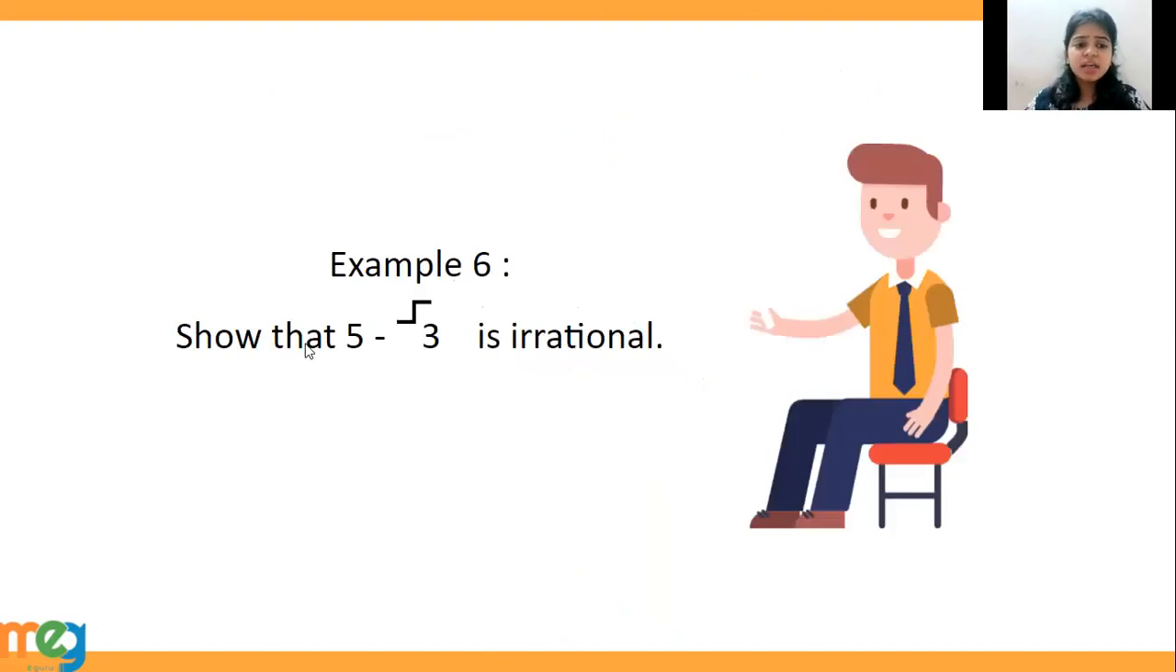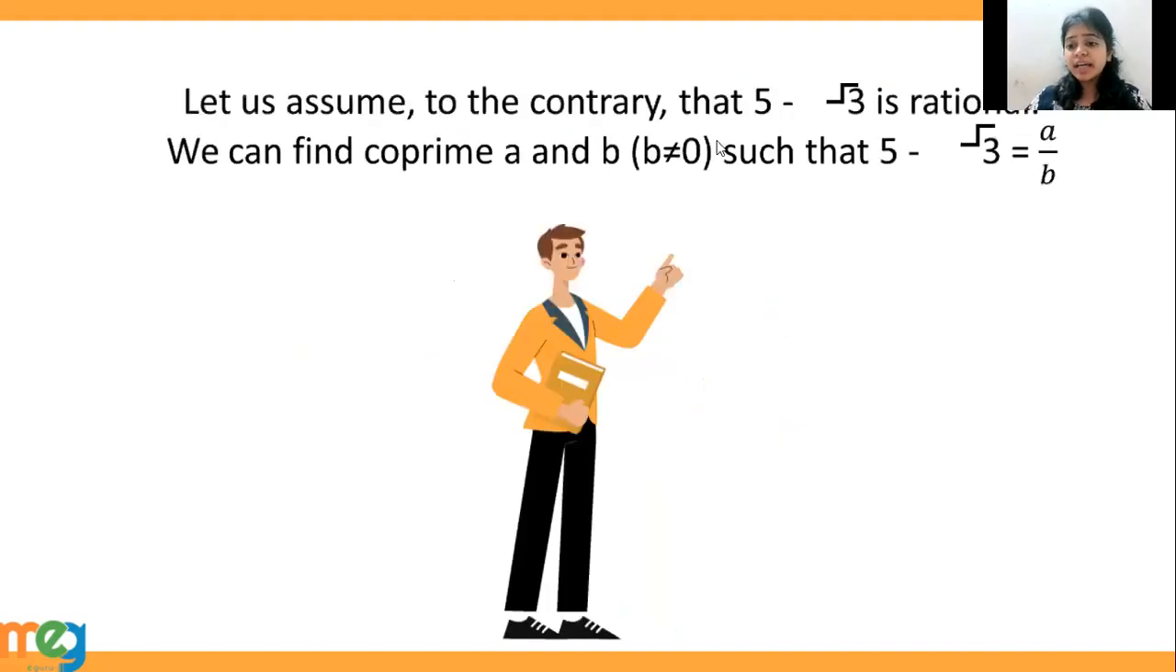Now they are saying that show that 5 minus root 3 is irrational. Let's see. Let us assume to the contrary again that 5 minus root 3 is rational. Now we can find co-prime a and b where b is not equal to 0, such that 5 minus root 3 is a by b. Because it's rational, it can be written in this form.